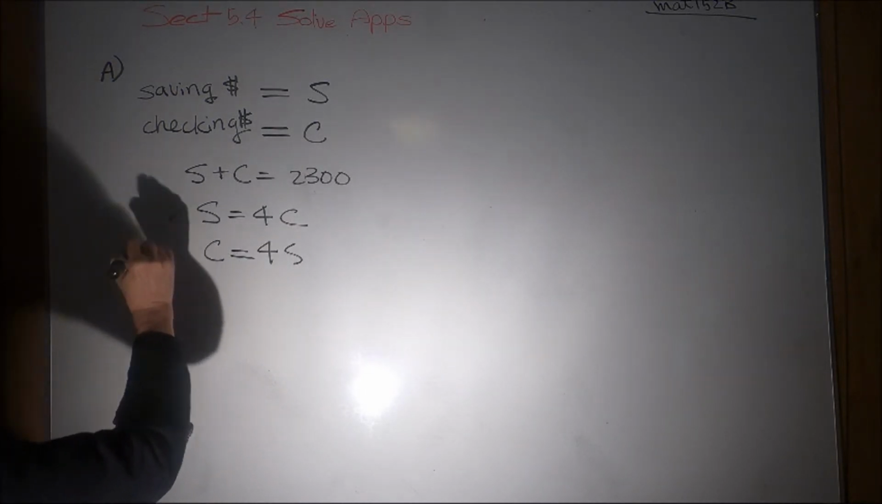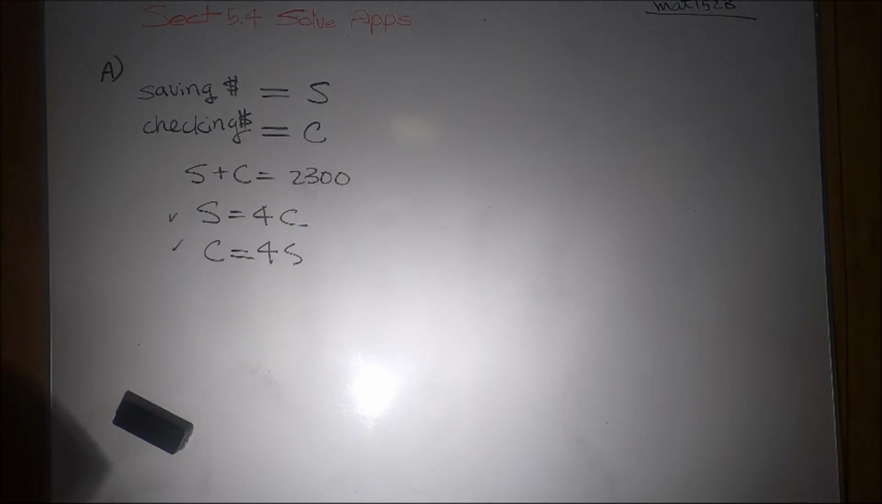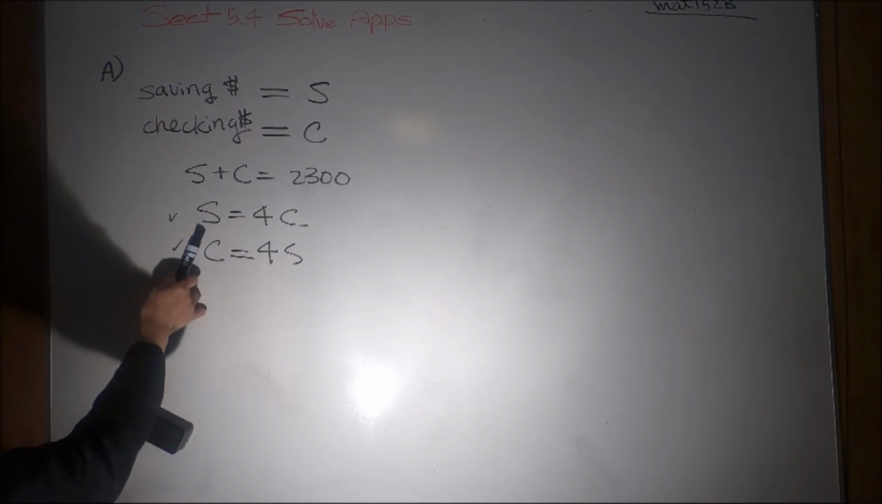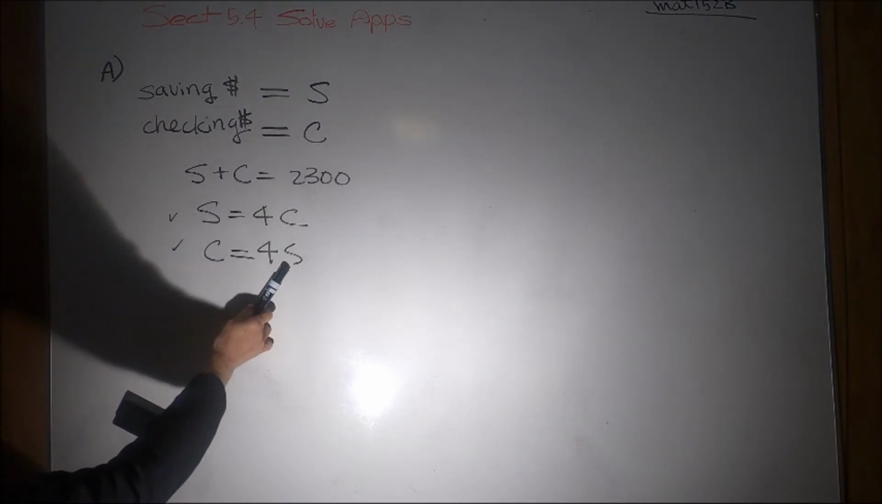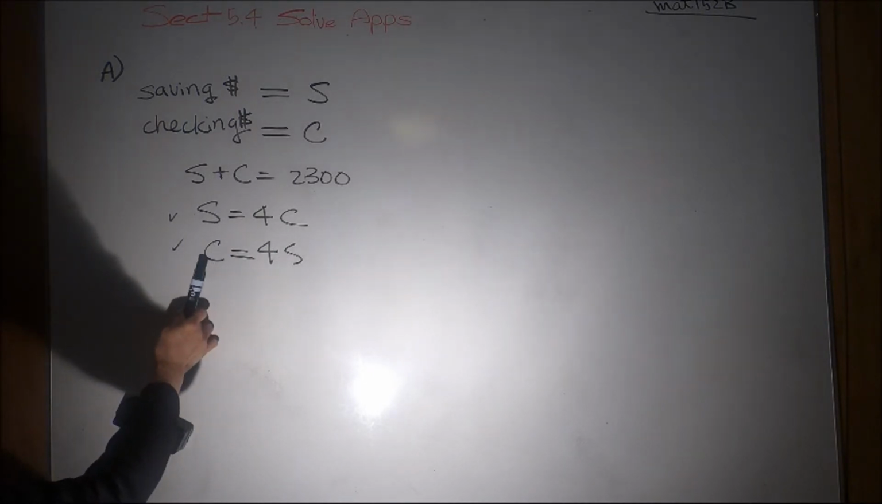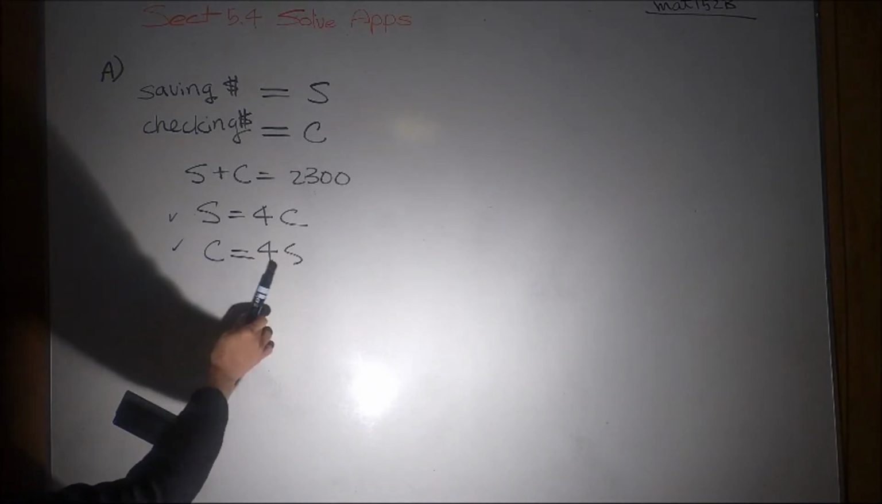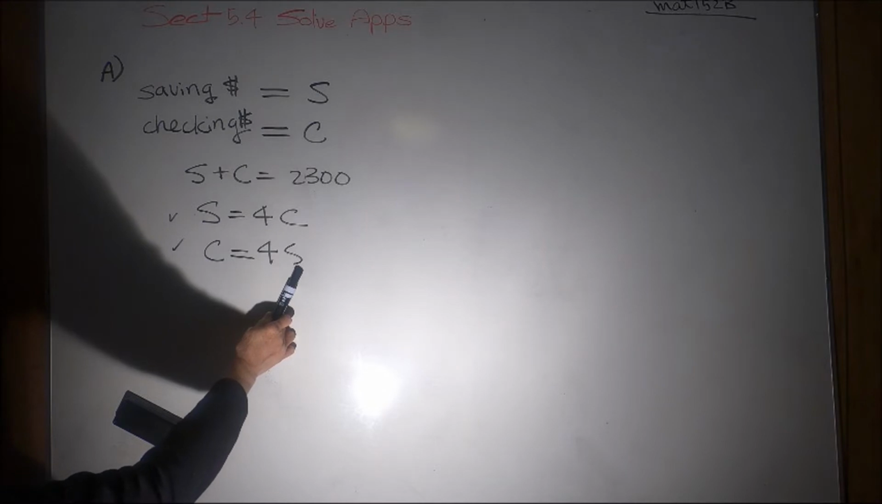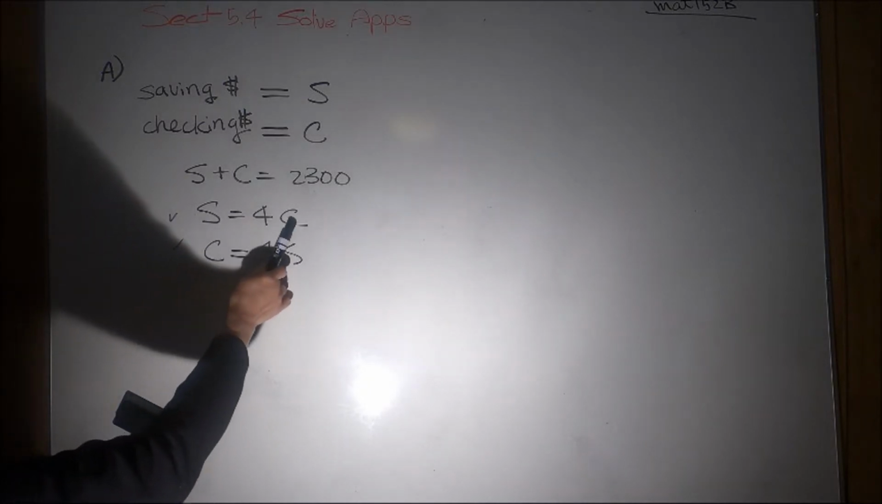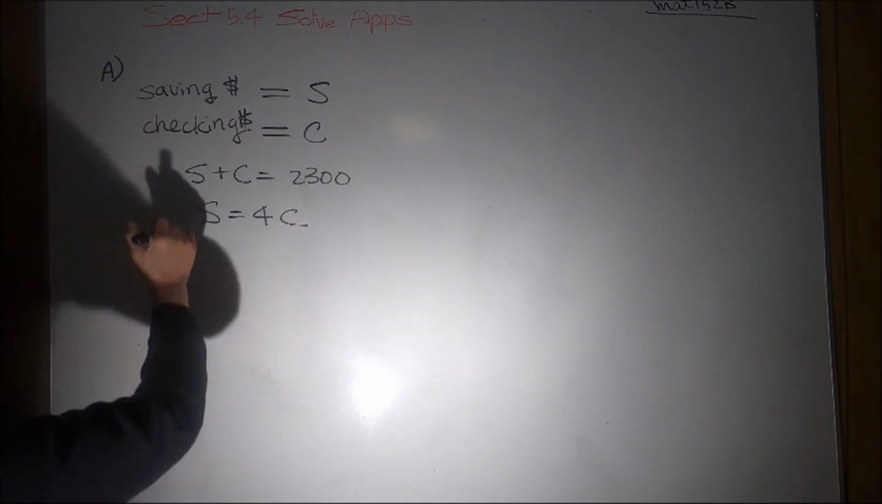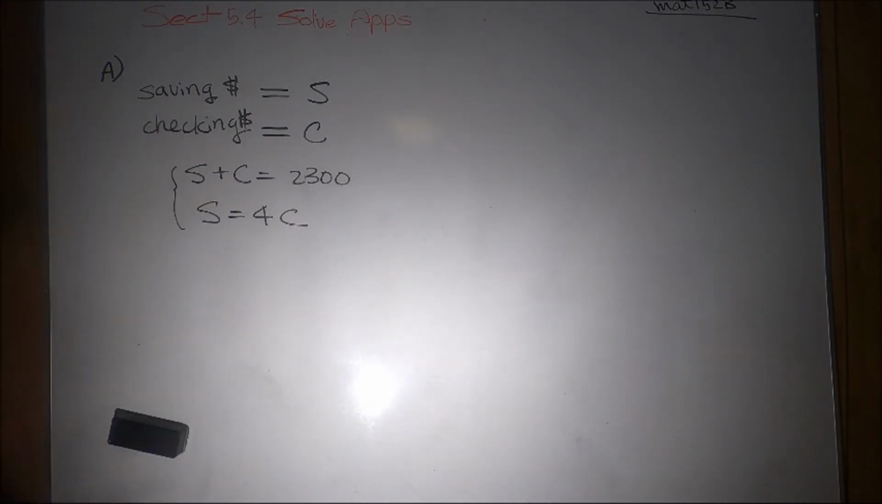Which one do you think we should use? If checking is 100, then 4 times that would be 400. But with the other one, if checking is 100, saving would only be $25. So that's not right. Saving is 4 times checking, so you need to write it this way. So what do we have?